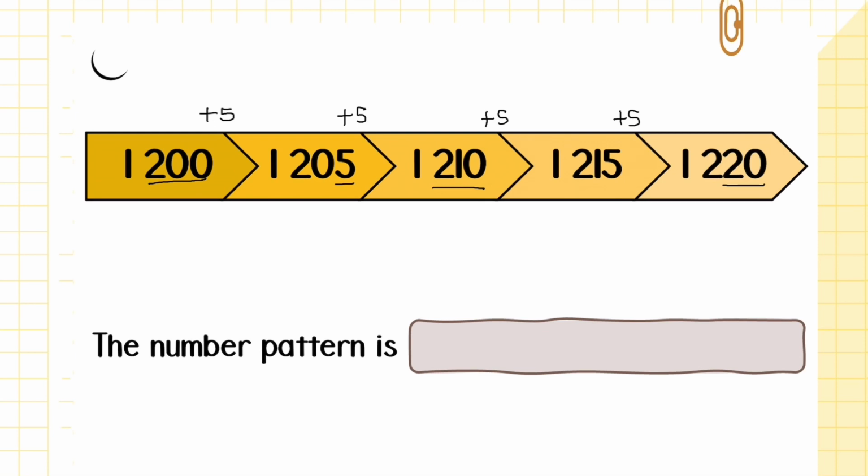So the number pattern for this number sequence is increasing in 5. Why is it increasing? Increasing means the number is going up. But you need to state it's going up, increasing in how many steps. So that's why it becomes increasing in 5. That means it's going up in 5 steps each time.